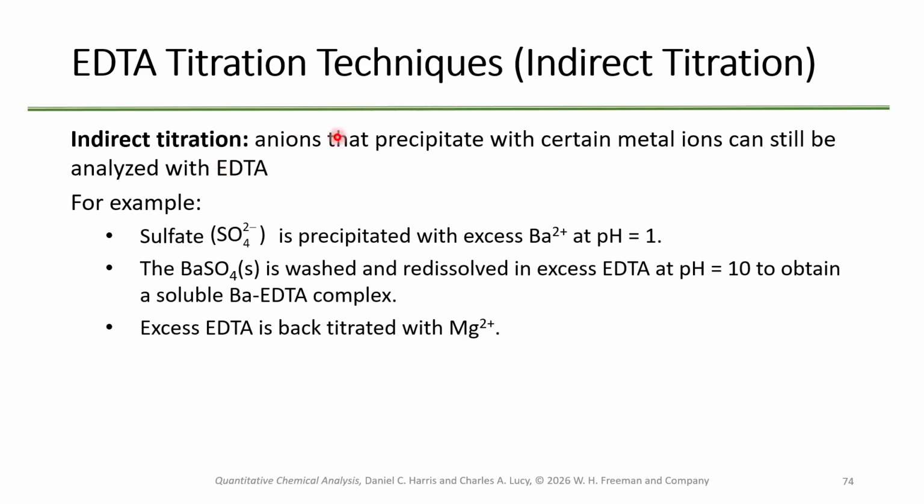So this is how you would do EDTA titrations to detect anions, which brings in almost the entire world of organic chemistry, right? Because you can typically generate an anion out of most organic compounds. Okay? So this is a cool way you can work in a whole other set of chemistry by using these indirect titrations with EDTA.